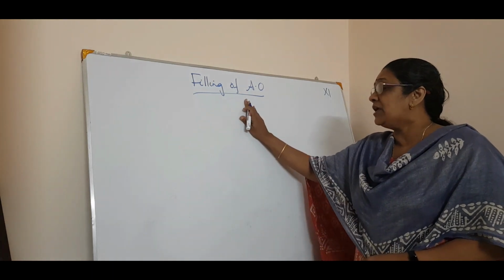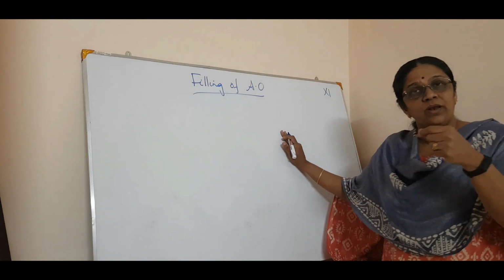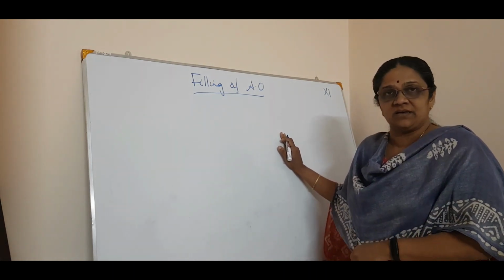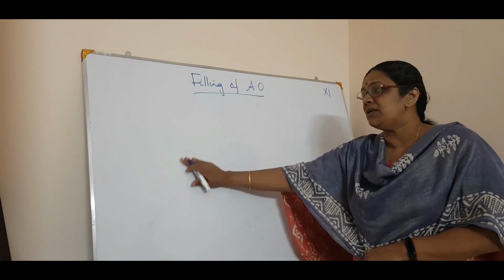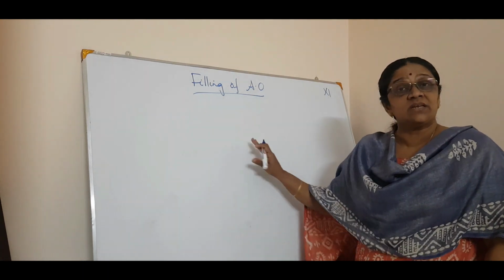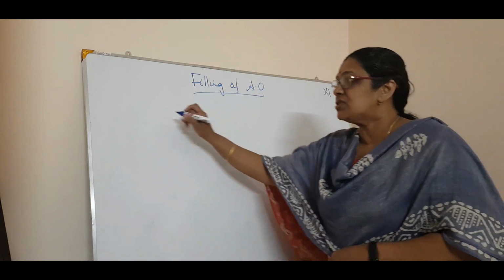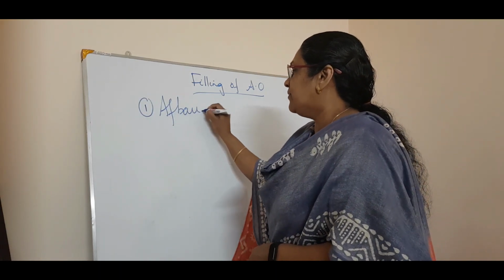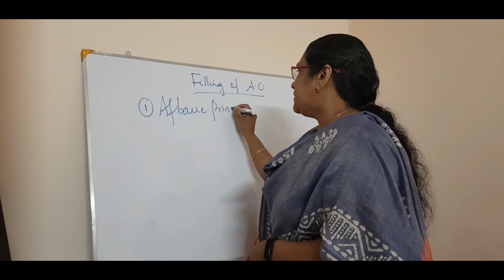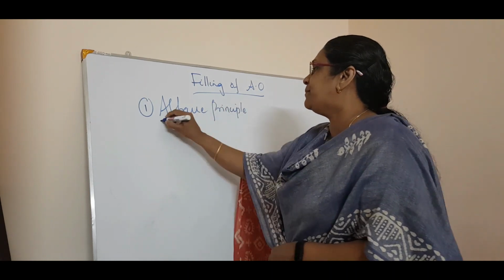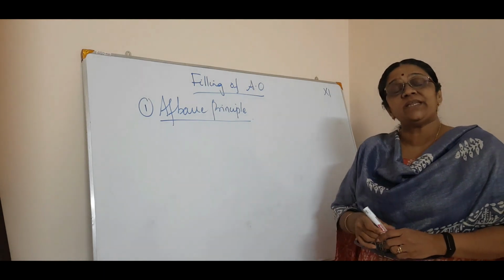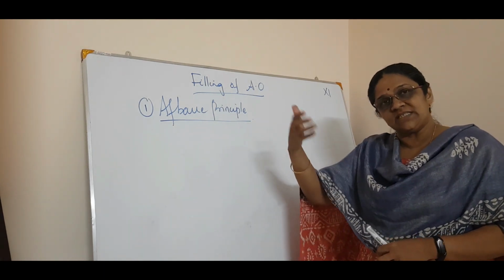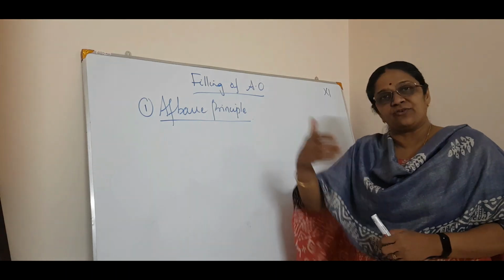So filling of atomic orbitals means what? How you will fill the electrons in the atomic orbital. So this filling of atomic orbital is mainly based on three rules. The first rule is Aufbau principle. Now according to Aufbau principle, the filling takes place with increasing energy. As the energy of the orbitals increases, the filling of electrons is done.